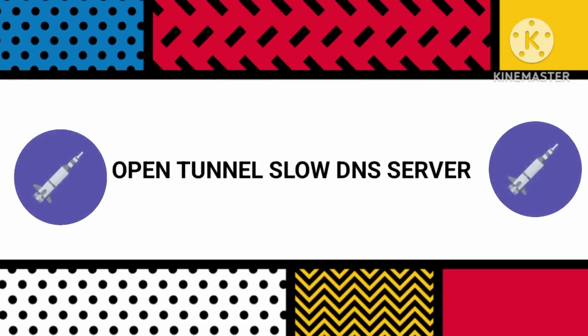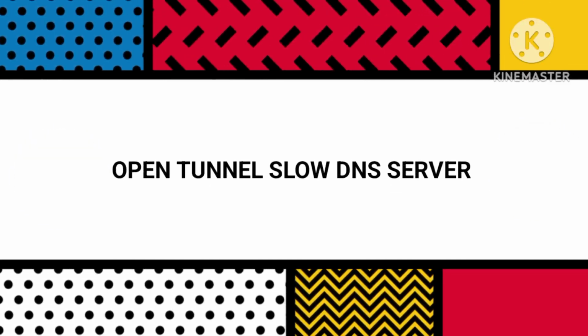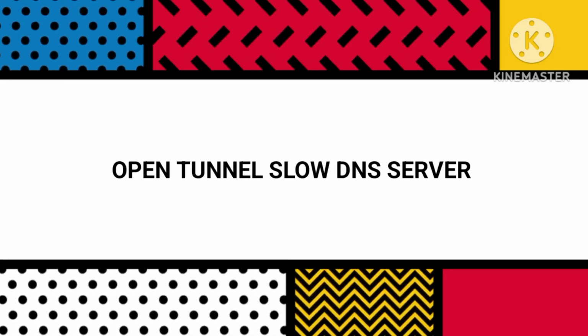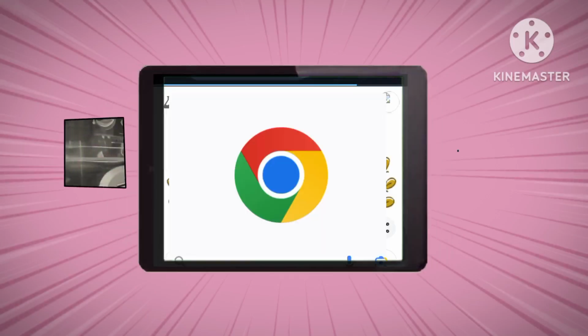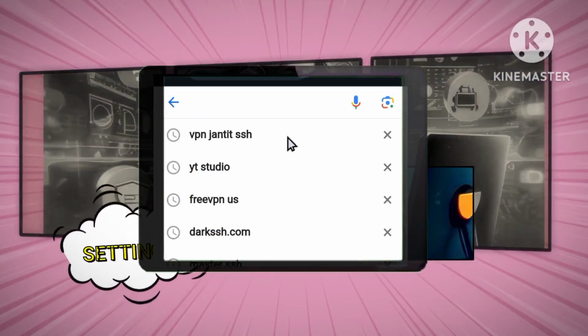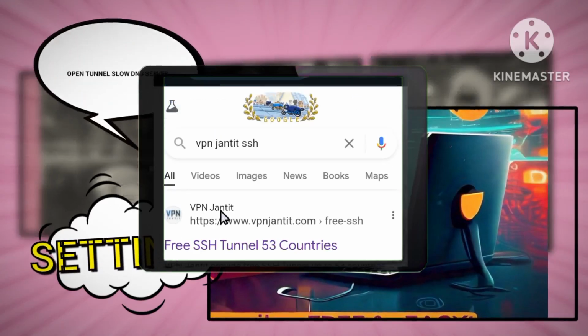Today, we will unveil the intricacies of creating a slow DNS server and configuring OpenTunnel VPN with that server. Step 1. Initiation through search engine. Begin your digital adventure by launching a search engine like Chrome and entering VPN JanCH site in the search bar. The initial step paves the way for a secure and empowered digital experience.